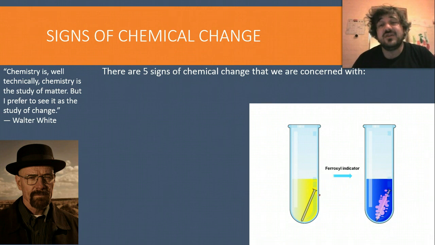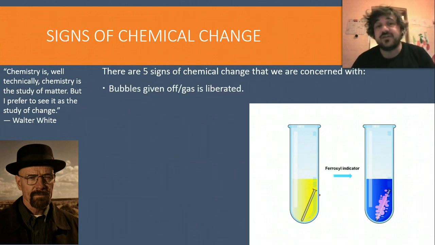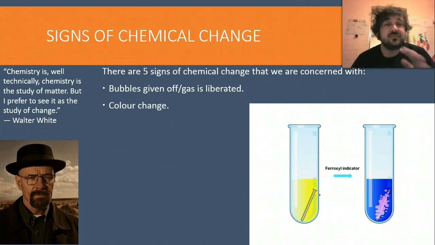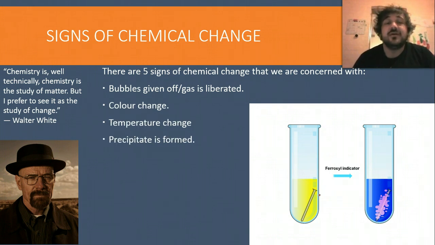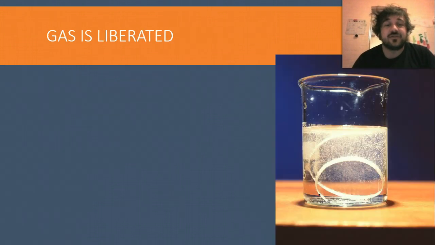So there are 5 signs of chemical change that we are concerned with. First, bubbles given off, gases liberated. Cool. A color change. Sweet. Temperature change. Not a drama. Precipitate is formed. That's different. We might not know what that is yet. We'll get there. Light is given off. Boom. It's like an explosion.